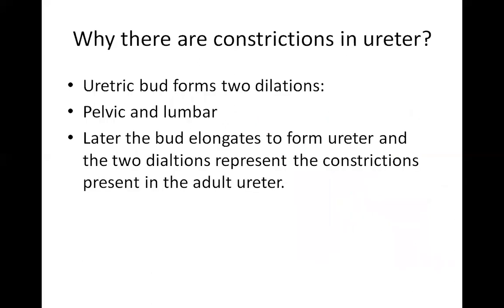Now a question arises: why are there constrictions in the ureter? When you read about the ureter, there are two important constrictions. The ureteric bud forms two dilations, one is the pelvic dilation and another one is the lumbar dilation. As the ureter elongates, these dilations fuse. These two dilations represent the constrictions of the adult ureter. These two dilations will fuse, and the place where they fuse will form a constriction.